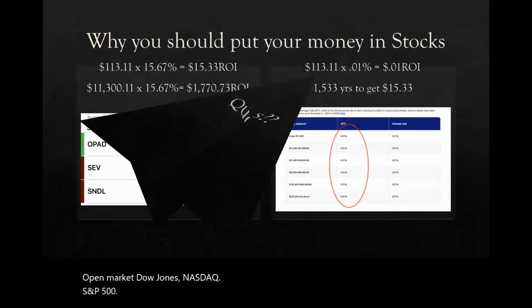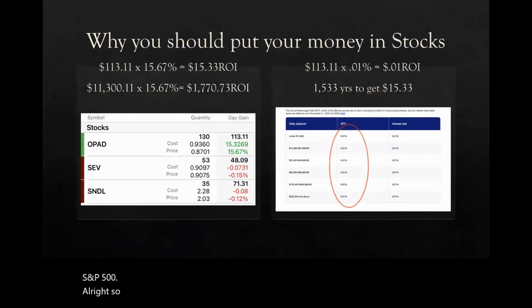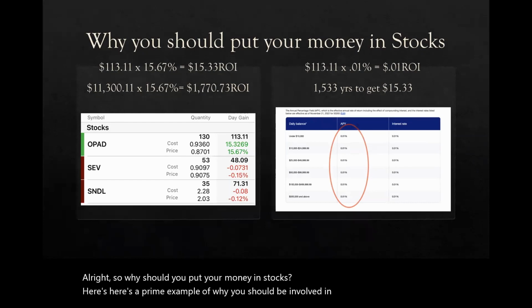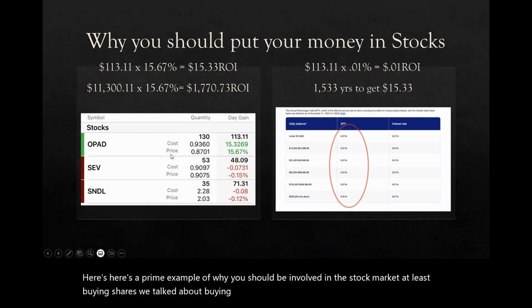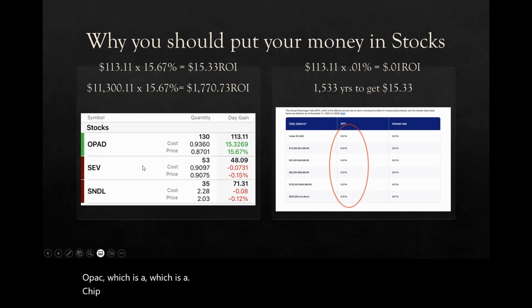All right. So why should you put your money in stocks? Here's a prime example of why you should be involved in the stock market, at least buying shares. We talked about buying shares. Here's a few shares that I got in my portfolio. OPAD, which is a chip company. SEV, I think my man Brandon told me about this, is a competitor of Tesla. And SNDL is a Canadian cannabis stock.